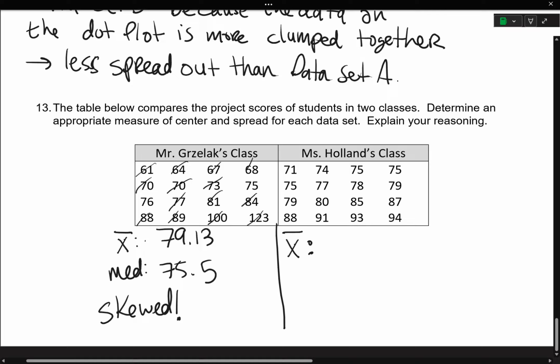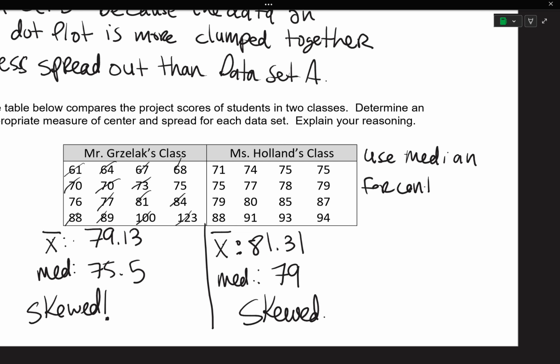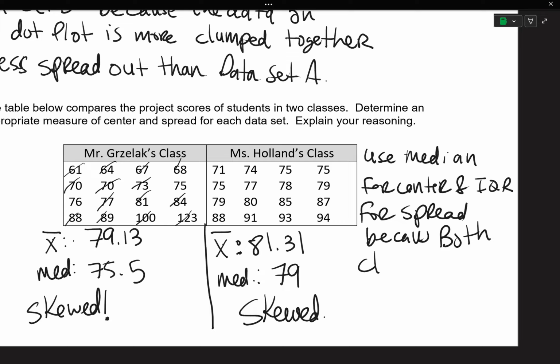Let's see Miss Holland's class. Her mean was 81.31 and her median is 79. This is also skewed because the median and mean are more than 1 apart. Well, good for me. I don't need to write 2 sentences for this. I get to write just 1. Use median for center and IQR for spread because both classes are skewed.